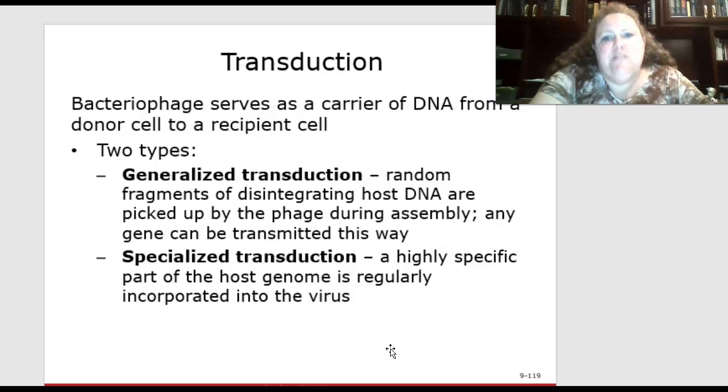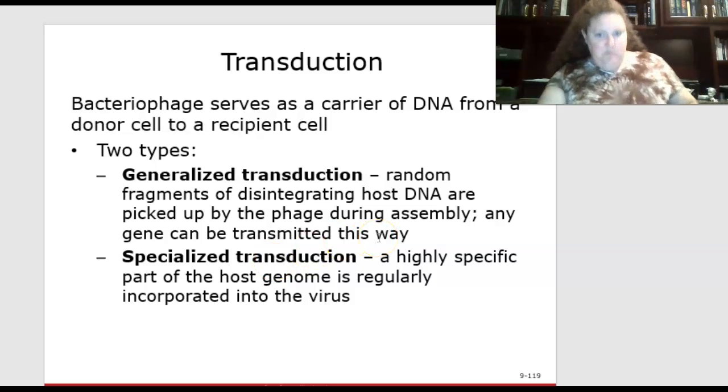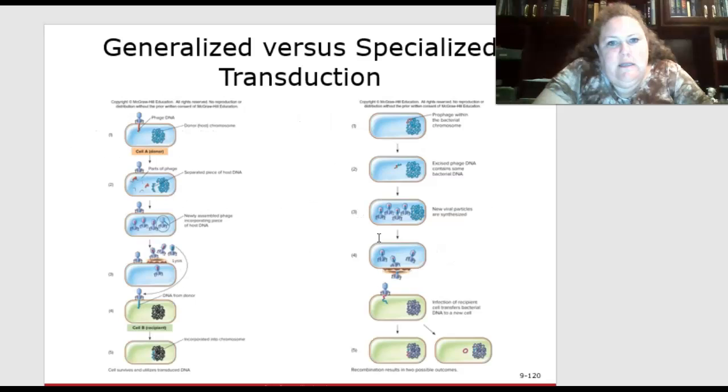And the bacteriophage serves as a carrier of DNA from a donor cell to a recipient cell. And you have two different types: either generalized transduction, in which random fragments of disintegrating host DNA are picked up by the phage during assembly, and any gene can be transmitted this way. And then you also have specialized transduction. This is a highly specific part of the host genome, which is regularly incorporated into the virus. And these are pictures of 9.27 and 9.28.